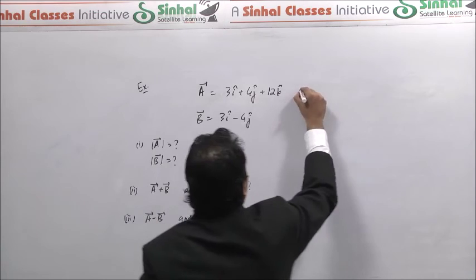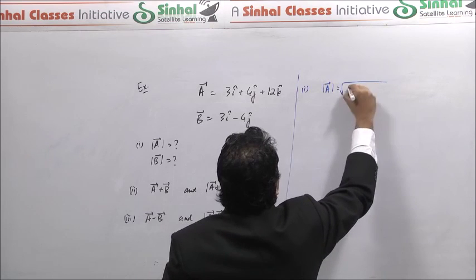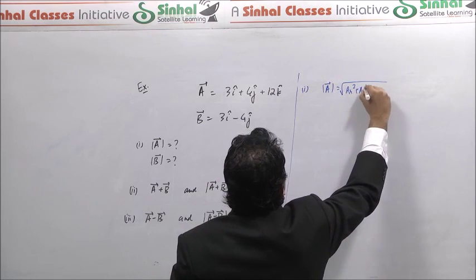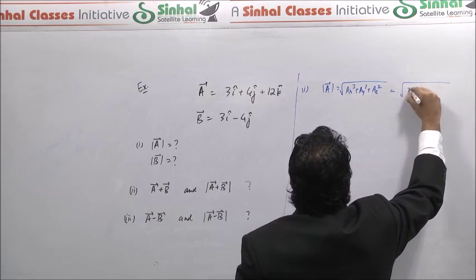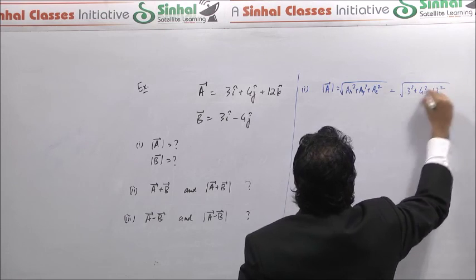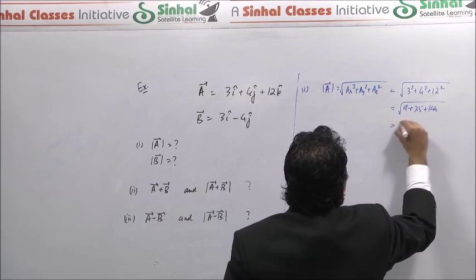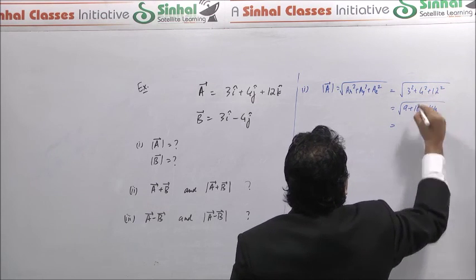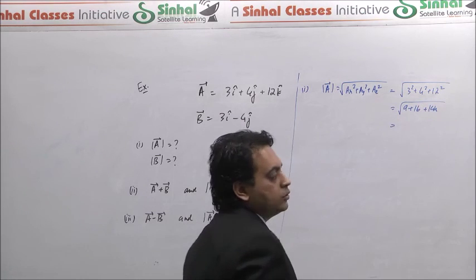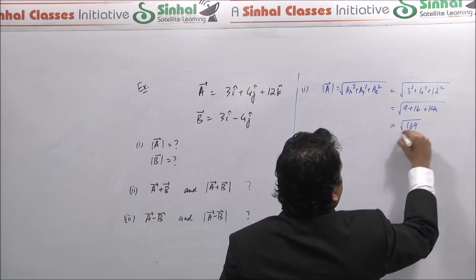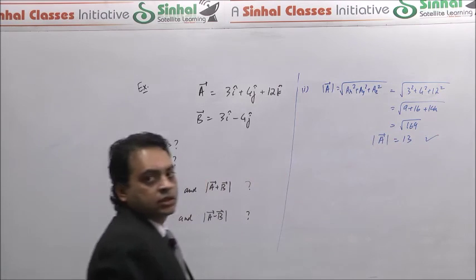As you can see, for the first part, the magnitude of the vector A would be the square root of ax square plus ay square plus az square. So here that is the square root of 3 square plus 4 square plus 12 square. That would be the square root of 9 plus 16 plus 144. So 9 plus 16 is 25, right? Plus 144, that's 169. So that would give us 13. So the magnitude of A works out to be 13 units.